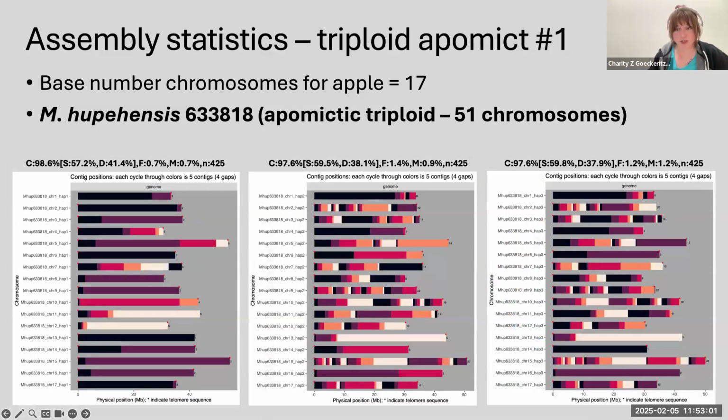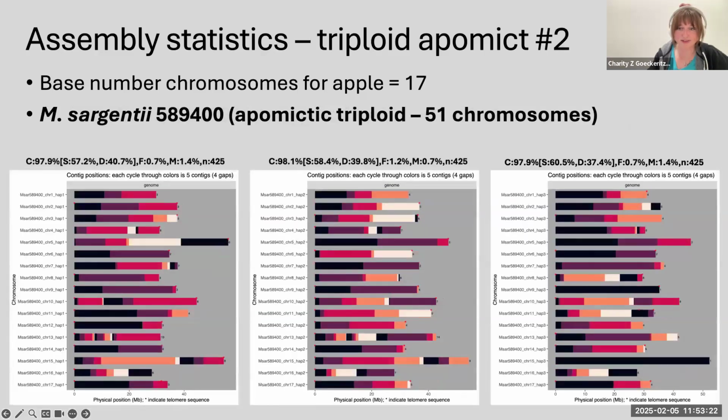Okay, so this is the first apomict genome. It's triploid, 17 times 3 is 51, and there are indeed 51 chromosomes. I just broke them into 3 groups, honestly just for visualization purposes. The BUSCOs look good here as well, and the contiguity is a little less, but this is a polyploid, so there were more paths in the assembly graph, not unexpected. This is the other apomict, looks pretty good.